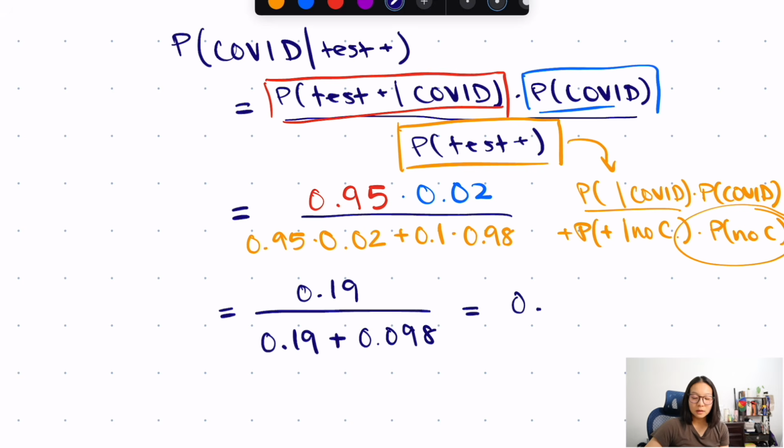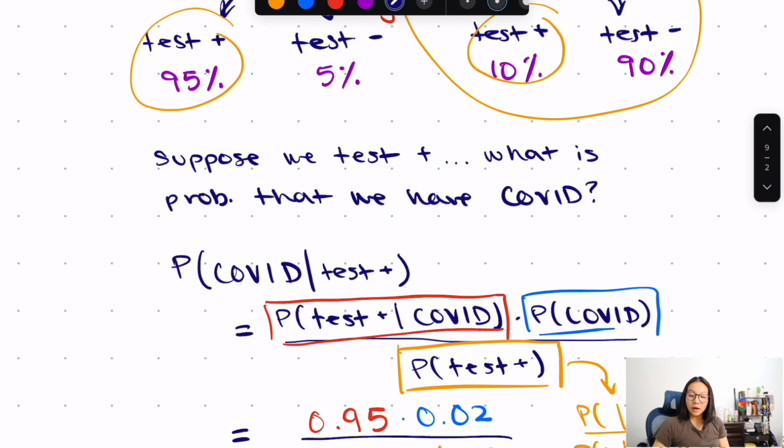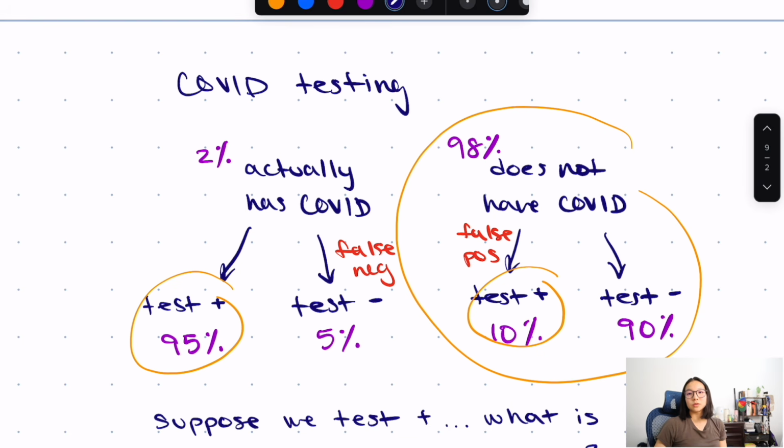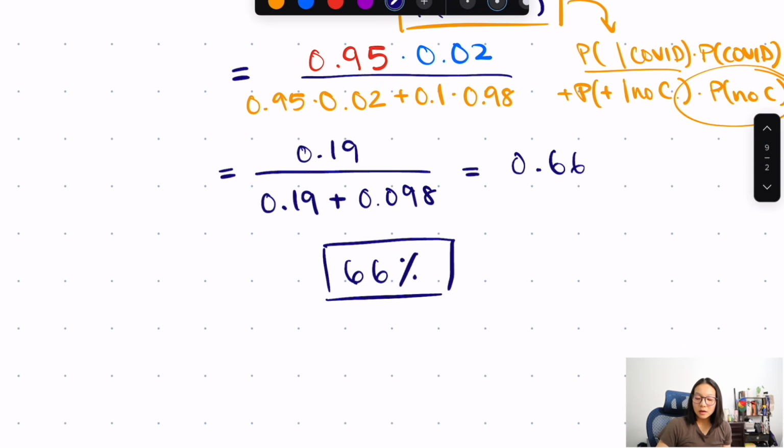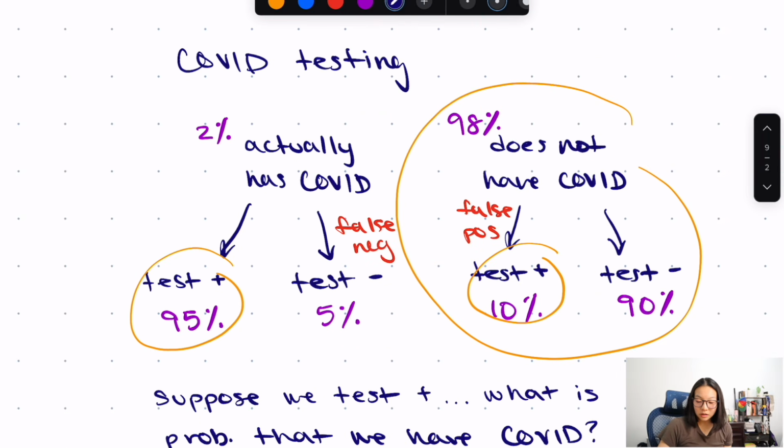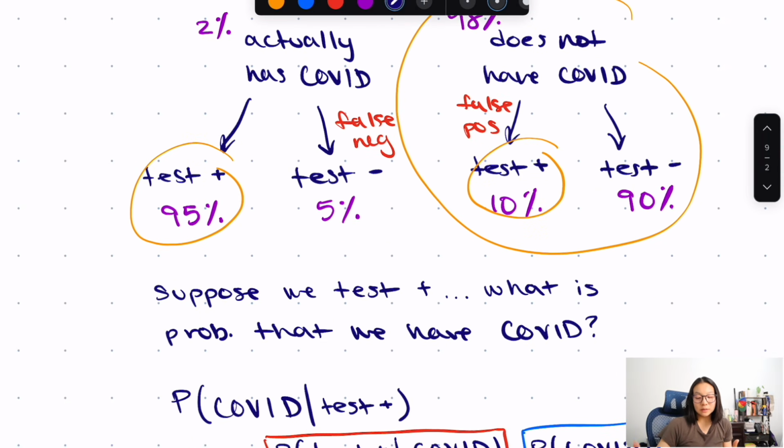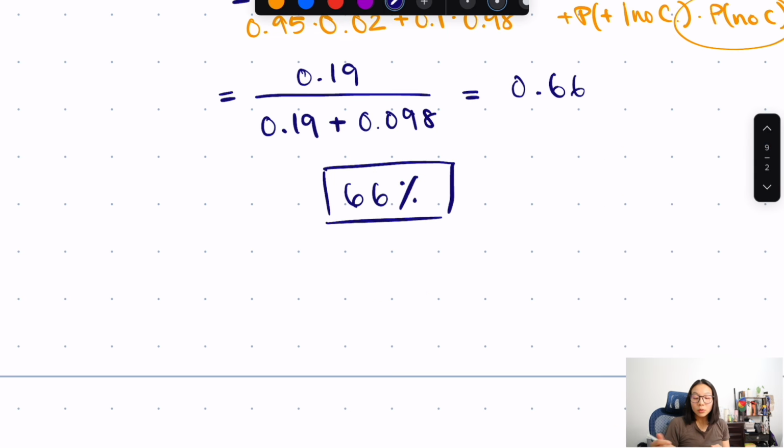This actually ends up giving us around 0.16, or about 16%. Now, given that these probabilities are true, which in the real world they probably are not, this is just an example problem. But given that these are the numbers, if we test positive and we don't know that we have symptoms or anything, the probability that we actually have COVID is only about 16%.